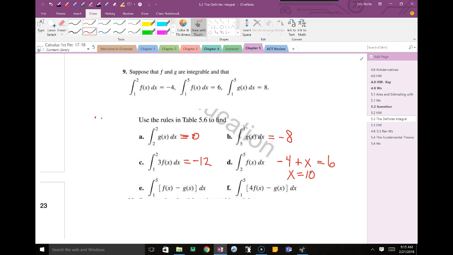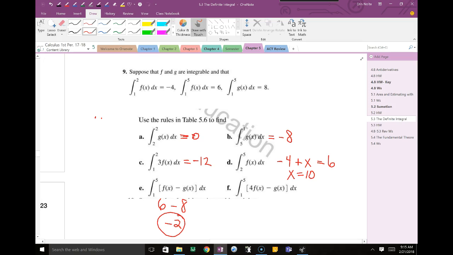Okay. What about E? What is the area from f of x minus g of x from 1 to 5? Good, so I would just take my area from 1 to 5 of f, which is 6, and then subtract the area from 1 to 5 of g, which is 8, and I get -2.